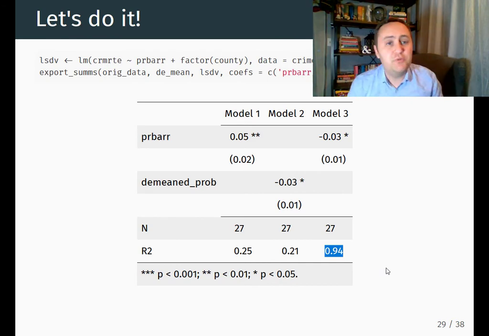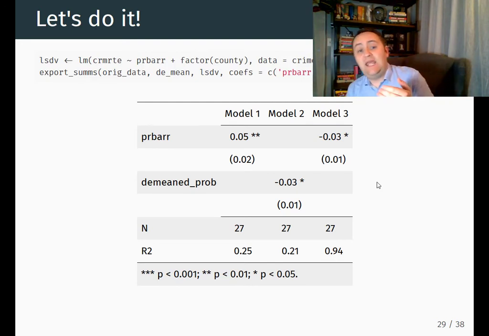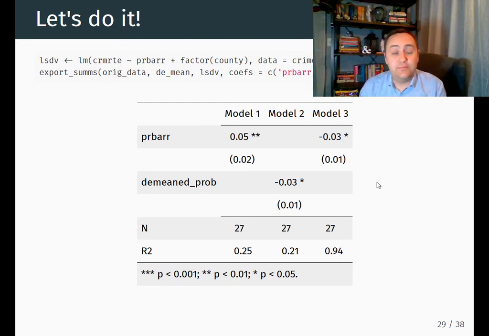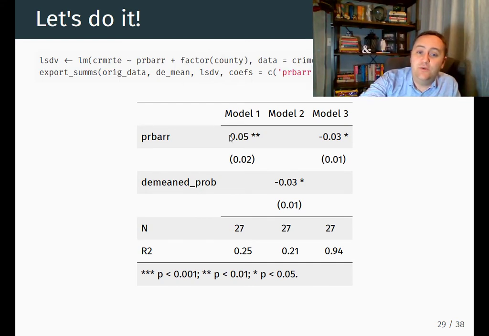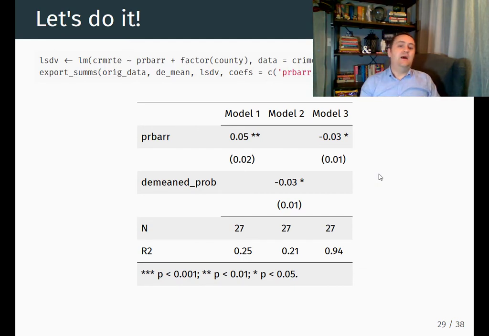So how can we interpret these results once we have them? Well, we have a negative 0.03 here, and remember the dependent variable here is the crime rate, and the independent variable is the probability of arrest. And so in a typical regression, so here's just the original regression without any fixed effects in it at all. That would be us saying that if the probability of arrest increases by 1 unit, we would expect that on average the crime rate would increase by 0.05 units. That would be the standard interpretation of an ordinary least squares result.